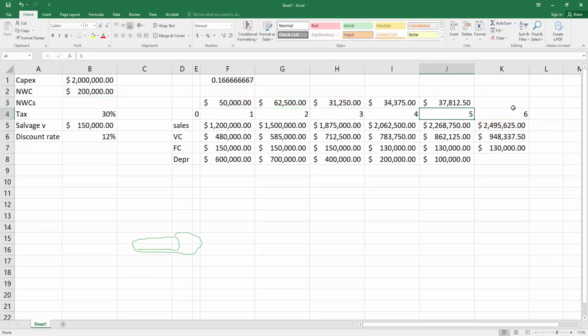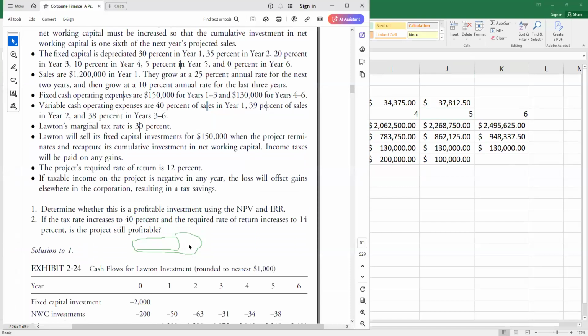Okay. On the 6th year, we don't have anything because we don't have any 7th year sales. So let me just double check. I might be mistaken somewhere. Let me check the numbers. Yeah, they're correct.